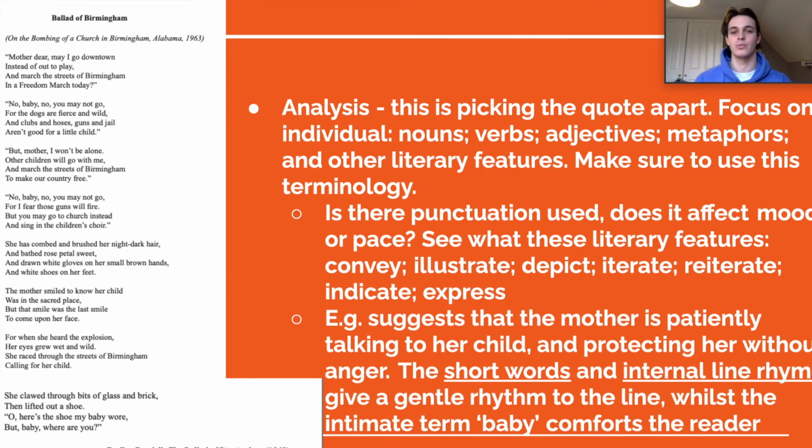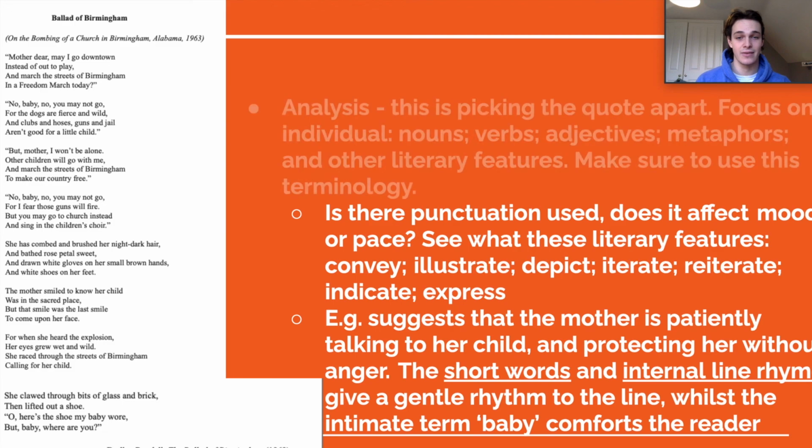For example, here, when we're analysing, we say this repetition of no baby, no, you may not go suggests that the child is patient, so the mother is patiently talking to her child and protecting her without anger. The short words, note we've identified something, and internal line rhyme, we've identified another literary feature, give a gentle rhythm to the line, whilst the intimate term baby comforts the reader. Okay, so this is us analysing the repetition of this phrase and what kind of impact it has, that it makes us feel, or it should make the child feel safe.